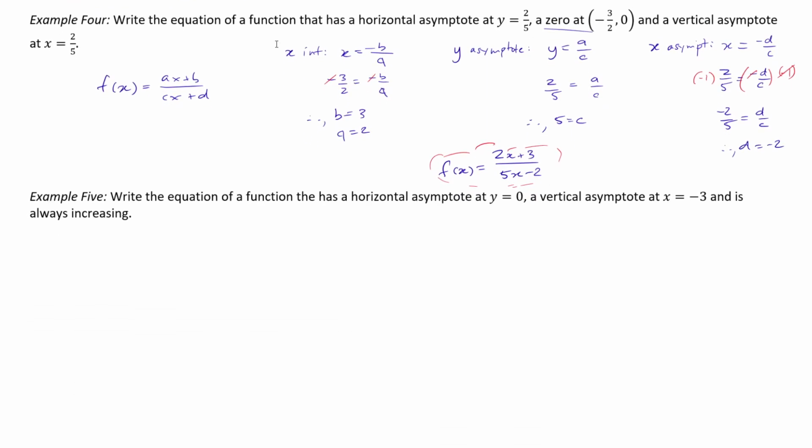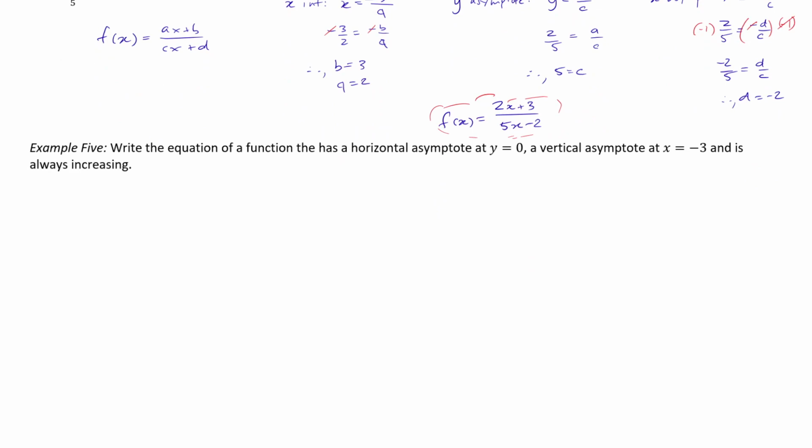Final example, write the equation of the function that has a horizontal asymptote at y is equal to 0 and a vertical asymptote at x is equal to -3 and is always increasing. So again, I'm just going to say f of x is equal to ax plus b over cx plus d. Okay, so the first thing that I have is the horizontal asymptote, and so therefore y is equal to a over c. That's the equation of the horizontal asymptote.